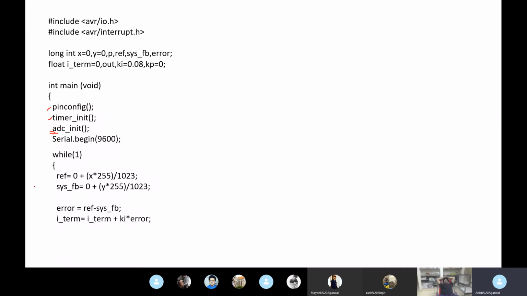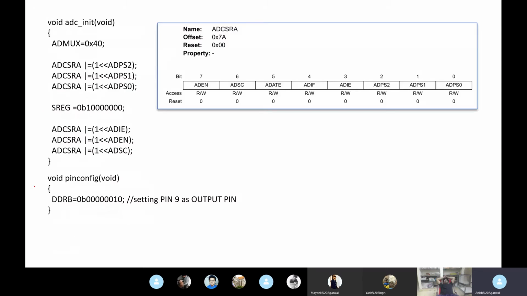So let us move to the ADC initialize function. Okay. So here we have the void ADC initialize function. At first we have ADMUX. Okay. ADMUX 0x40. Whenever the 0x comes, it means the number succeeding it, which is 40 here, is in hexadecimal. Okay. So 0x40, when we convert it from hexadecimal to binary, is 0100 and then 4 zeros.